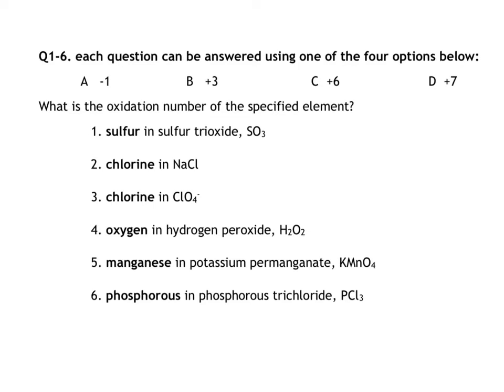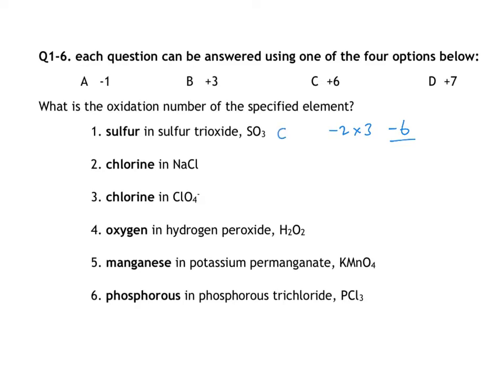So question 1, we have sulfur in sulfur trioxide. My oxygen is -2 and there are 3 of them, which gives me -6. It's a neutral compound, and so therefore my sulfur must be +6.